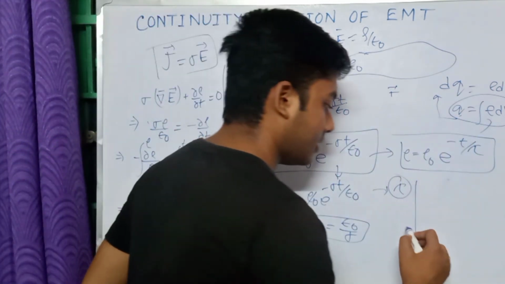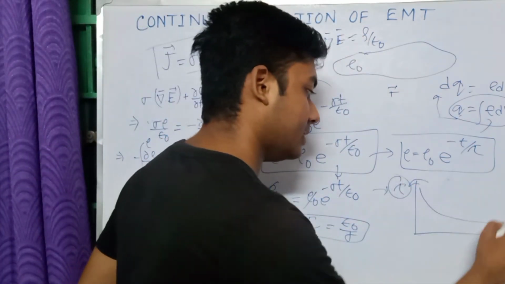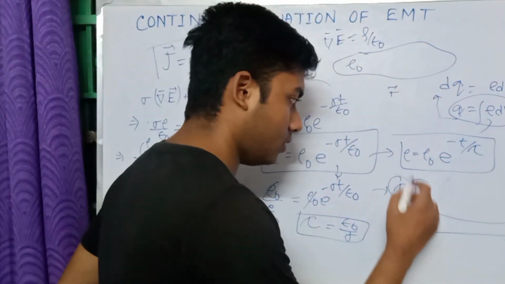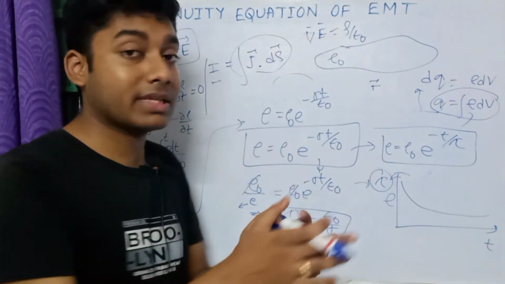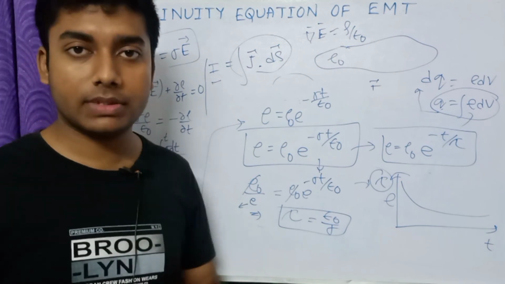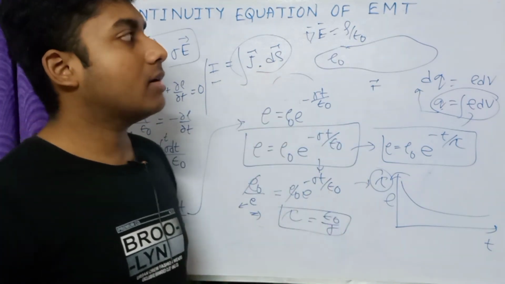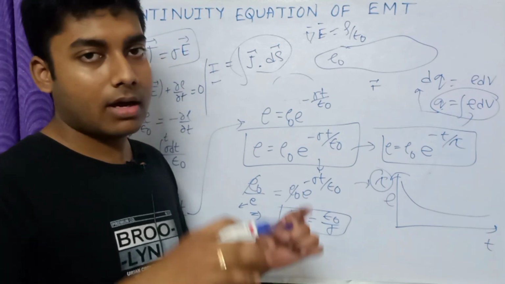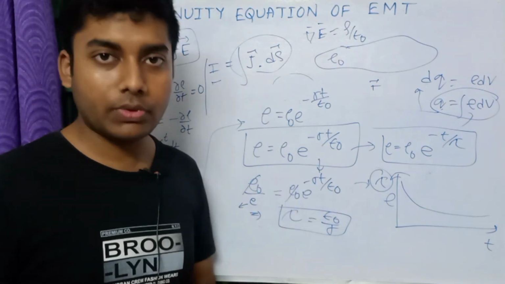I can also draw the graph. The graph will be like this, where here is rho and here is time. I think you have understood this concept, and it is a very important concept for studying electromagnetic theory, and in many branches of physics it is very important to understand the continuity equation.